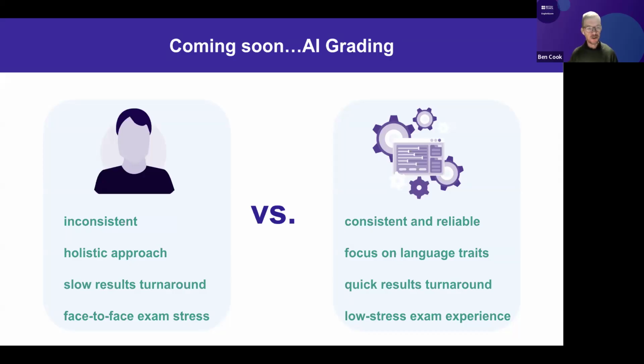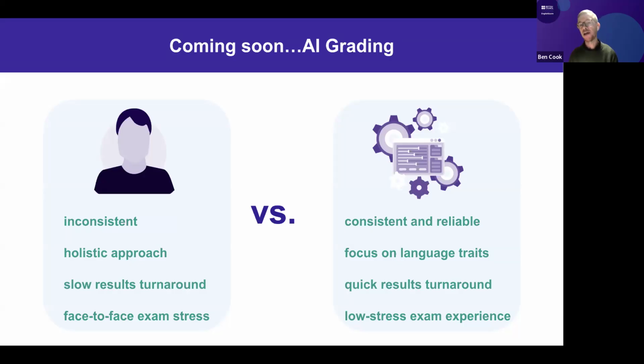Now, obviously, there are things you can do. You can have training, you can have monitoring, you can have frameworks in place, but still, at the end of the day, it comes down to one or possibly two people assessing someone's writing and giving them a score. And there's always going to be a bit of inconsistency in that approach.